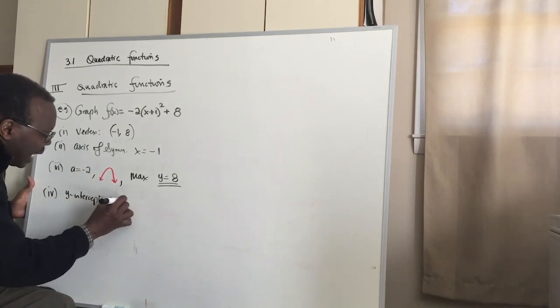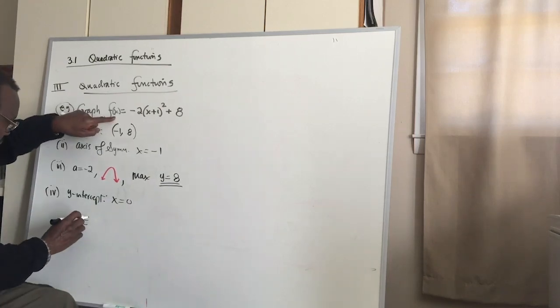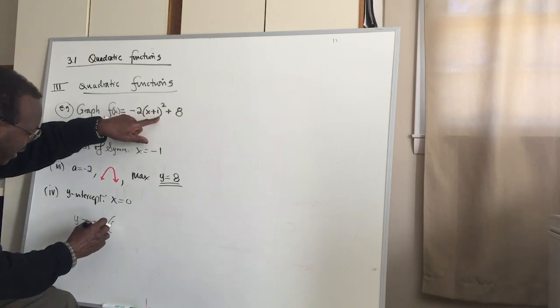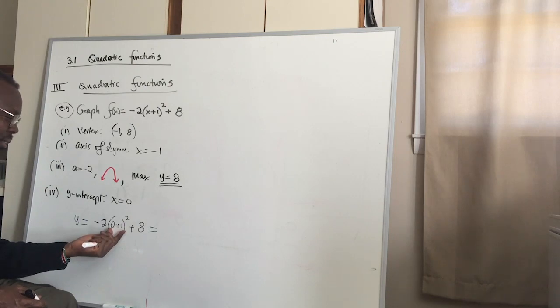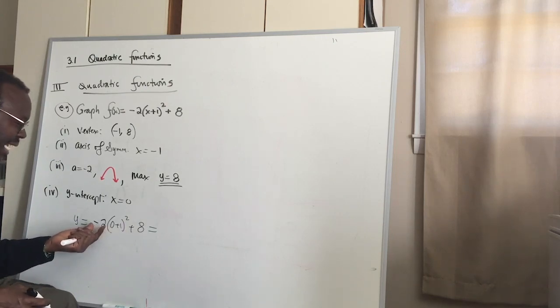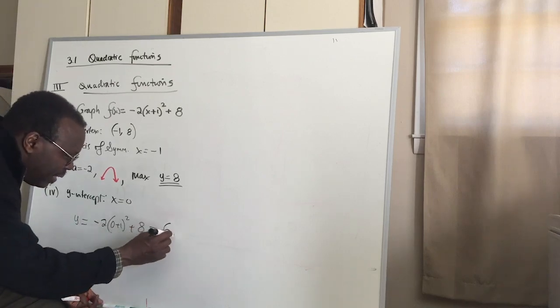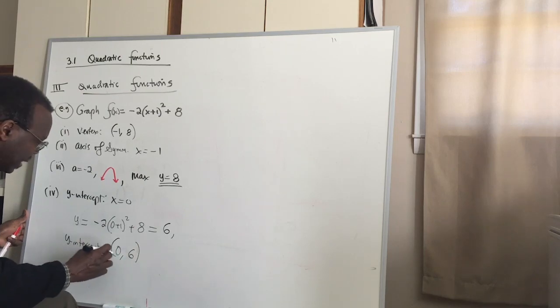We set x to be 0. If x is 0, what is y? So y is equal to -2 times (0 + 1)² + 8. This is 1, 1 squared is 1. 1 times -2 is -2. -2 plus 8 is 6. So the y-intercept is (0, 6).